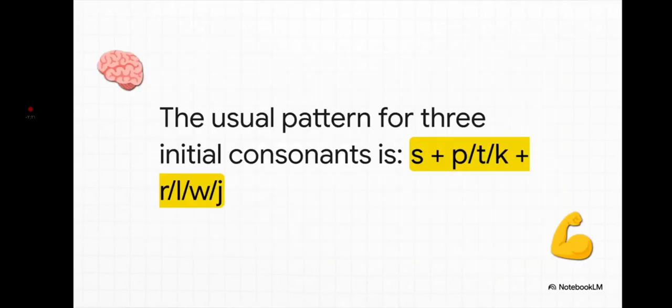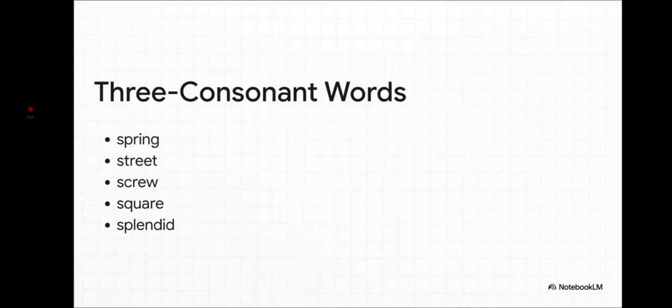Okay, ready to level up? Let's move on to three consonant sequences at the beginning of a word. Now, this might look complicated, but believe it or not, there's a very predictable formula. It's almost always S plus a P, T, or K, and then followed by an R, L, W, or J sound. And here are some classic examples of that formula in action.